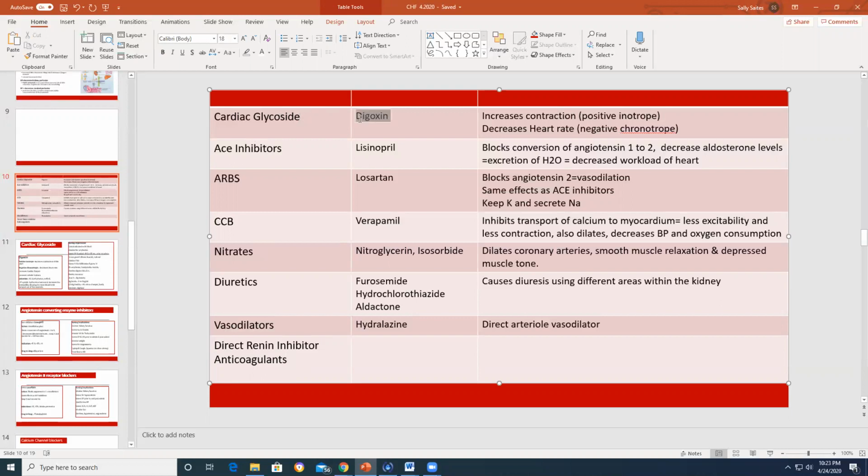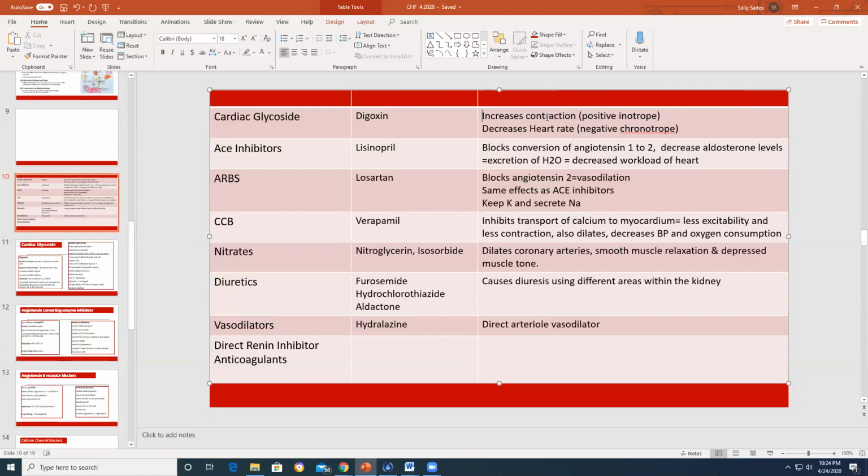So the biggie as far as cardiac glycosides are concerned is digoxin. It is an old medication, but it does the job very well, and there actually is still no real good substitute for it because it has two things going for it. It is considered a positive inotrope and a negative chronotrope. Okay, these are important things to know. So the positive inotrope means it positively increases the contraction of the heart.